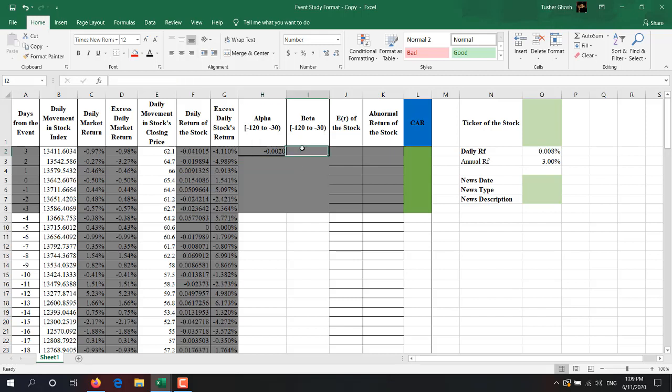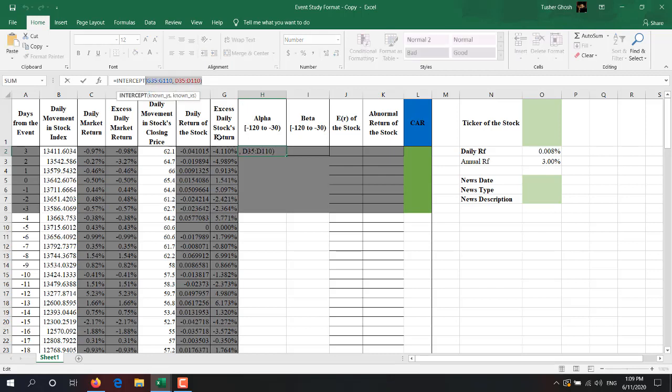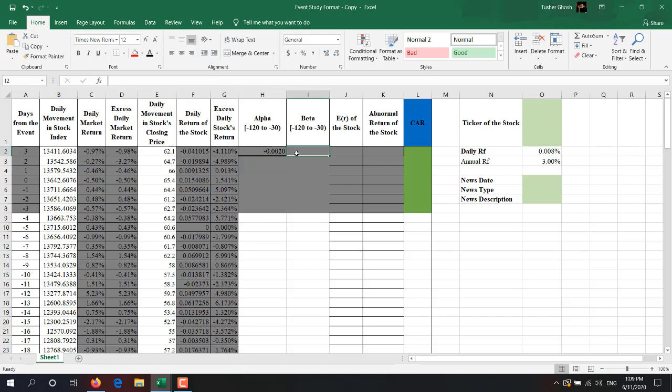Okay, now we need to get the beta. To get the beta we use another command, that is slope, and we need to select the exact same data range that we selected for the alpha. So for simplicity we can just copy this, Ctrl C, and then we can just write slope and Ctrl V.